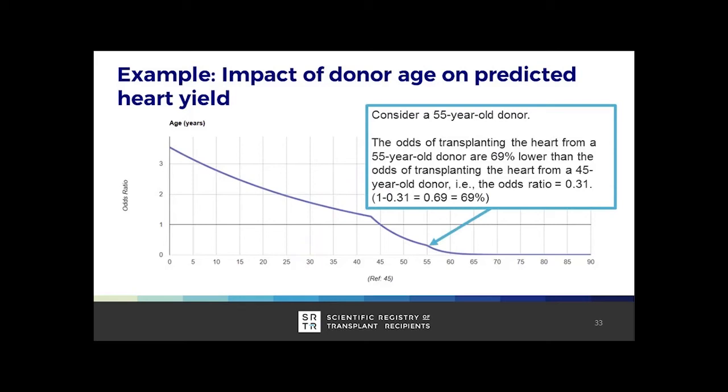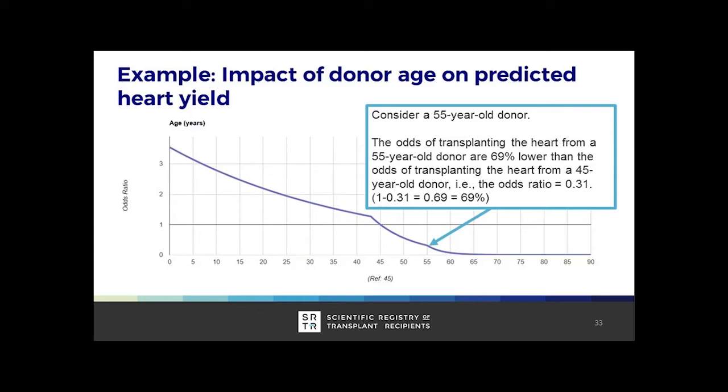I would say this donor has 69% lower odds of placing the heart than if the donor was 45 years old. So this is how you would interpret any point along this line. You can get a sense of how the models take age into account as you study these types of shapes and these lines.